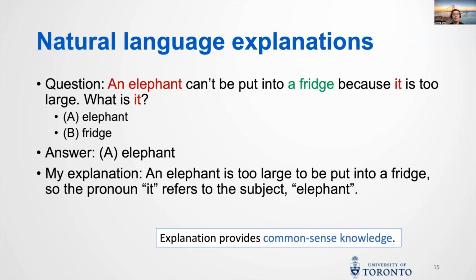To correctly select the answer elephant, you need to provide the common sense knowledge that an elephant is too large to be put into the fridge, so that the pronoun it in the question refers to the subject, an elephant, instead of the noun, the fridge. So explanation can help provide some common sense knowledge. And common sense here refers to the information or the content that are not present in the question or the answer.